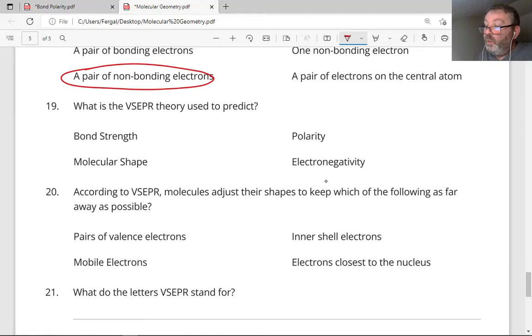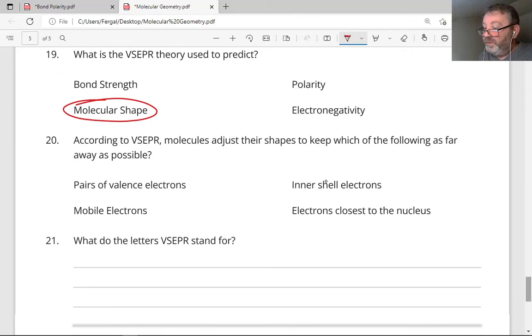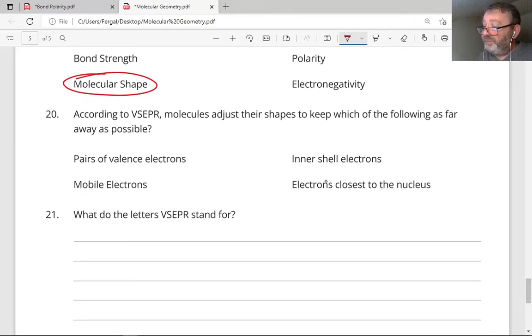Number 19, what is the VSEPR theory used to predict? Now, VSEPR, you have to know what those letters stand for. It is the theory by which we assign geometry or shape to our molecules. So therefore, VSEPR has got to do with molecular shape. According to VSEPR, molecules adjust their shapes to keep which of the following as far away as possible? Well, the electrons on the outside of the central atom. And the electrons on the outside of the atom are called valence electrons, because don't forget it's VSEPR. The hint is already there. So it's that, pairs of valence electrons.